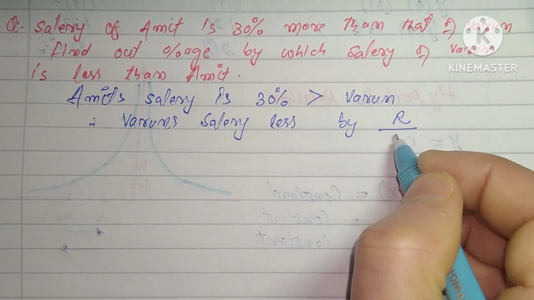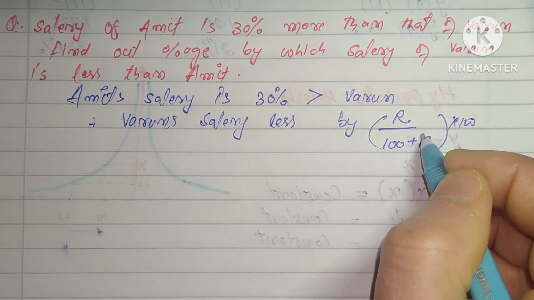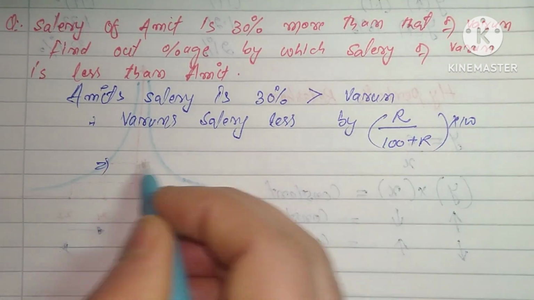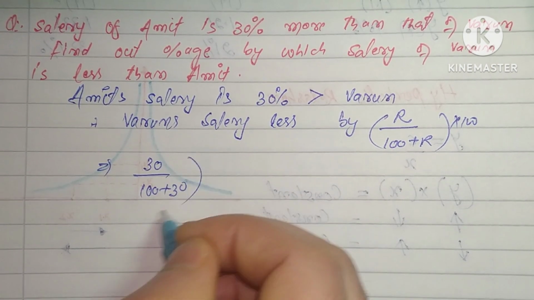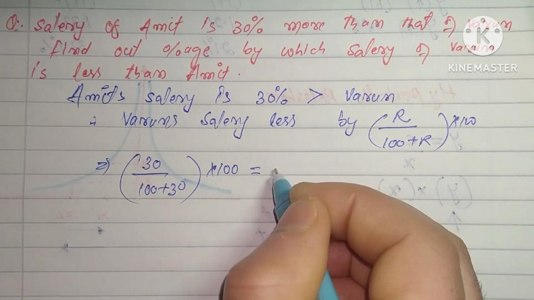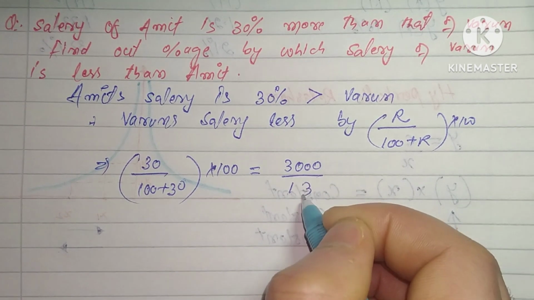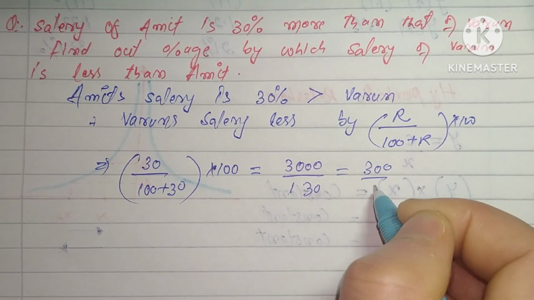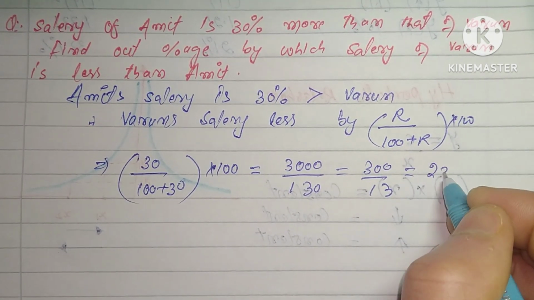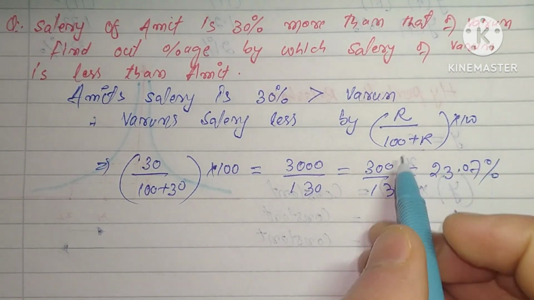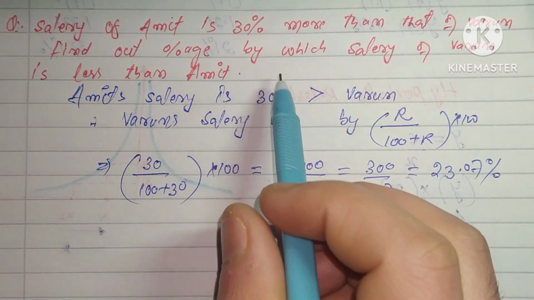r divided by, since it has to be decreased, it is 100 plus r into 100. Varun's salary will be less by this percentage. It means r is 30% divided by 100 plus 30 into 100, which implies 3000 divided by 130. It is 300 divided by 13. 300 divided by 13 is 23.07%. Therefore salary of Varun is 23.07% less than Amit's salary.